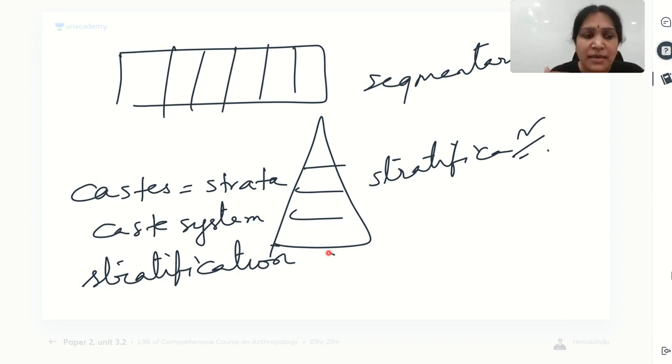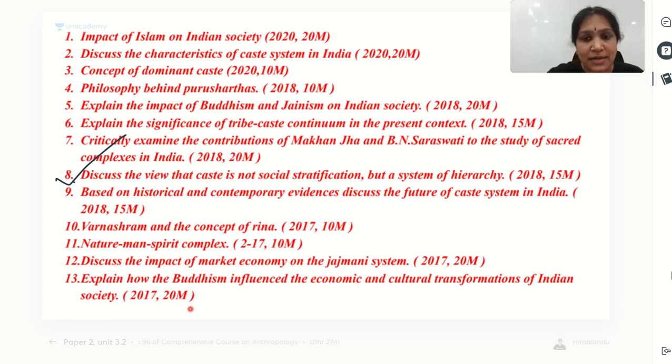Not only UPSC, many standard textbooks have described caste system as a stratification, and this is the word that we used till now. Don't worry, that is not wrong. That is correct only. Caste is a stratification only, but this is a special question. Okay, let us see that. Discuss the view that caste is not a stratification, but a system of hierarchy. It was a 15 marks question, means choice.